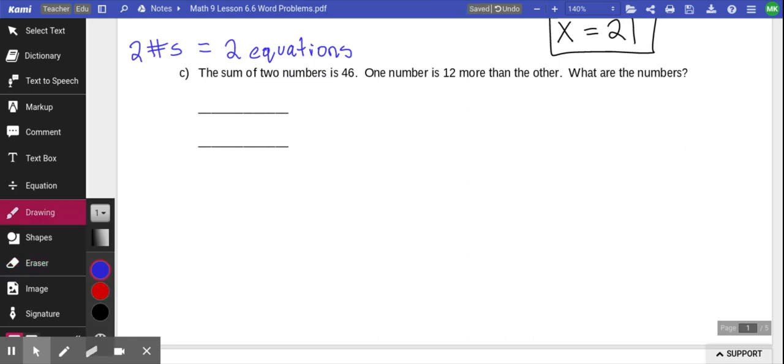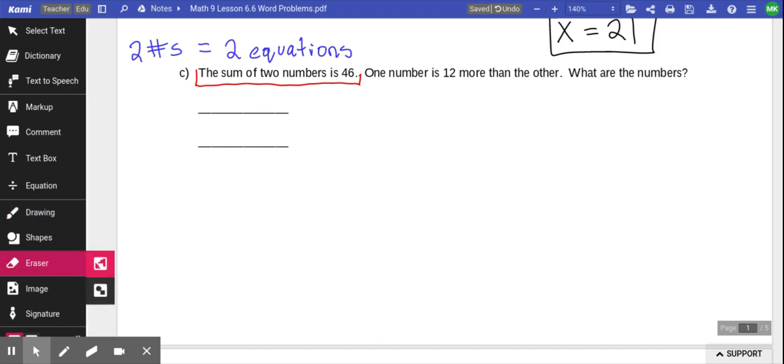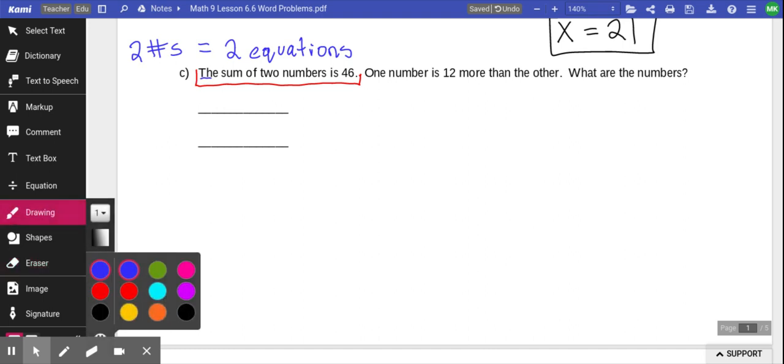So the first sentence is right here. That should make my first equation. So if I read it again, it says the sum of two numbers. Sum means addition, so sum of two numbers. I don't know what they are, so I call it x and y. I can't call it x and x because that would be the sum of the same number, right? This is the sum of two numbers, so that means they're different numbers. They're x and they're y. Is means equals 46.